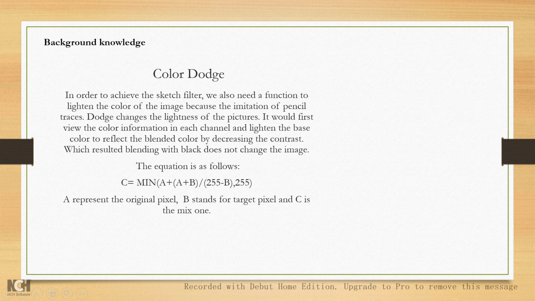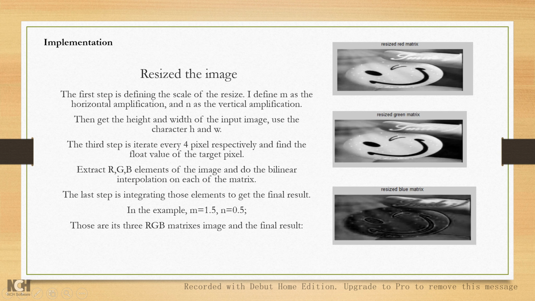A represents the original pixel, B stands for the target pixel, and C is the next one. So let's see how we can implement this project. The first step is to find a scale to resize the image if you want to resize it. I define M as the horizontal amplification and N as the vertical amplification. Then get the height and width of the input image. Use the characters H and W, which represent height and width.